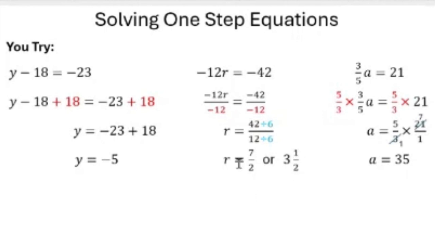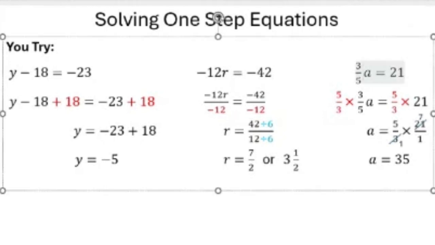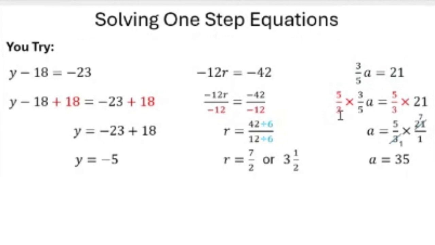Read the question to see if they want an improper fraction or a mixed number or a decimal. And then the last one, we had a 3/5 being multiplied, so I realized the quick way to make that go away is by multiplying by 5/3. Am I allowed to multiply by 5/3? Sure I am, as long as I do it to both sides. Whenever you have fraction work come up, like 5/3 times 21, make sure you turn that 21 into a fraction, 21 over 1.